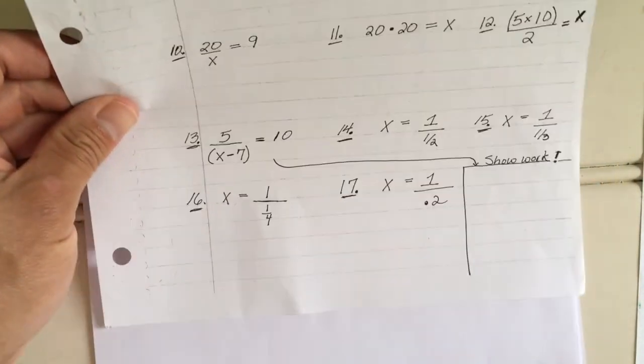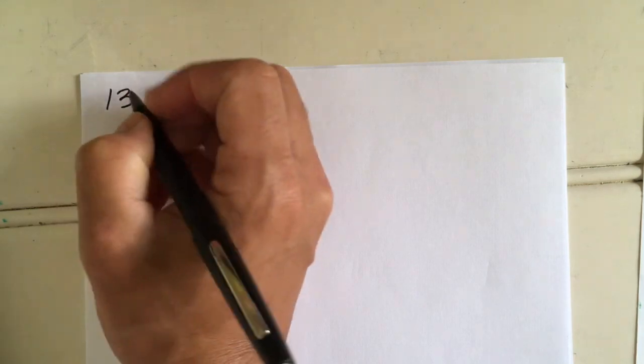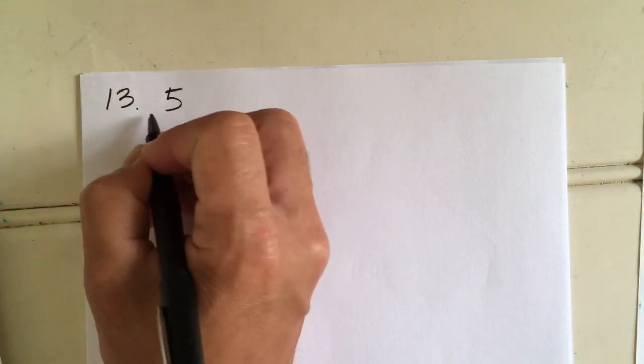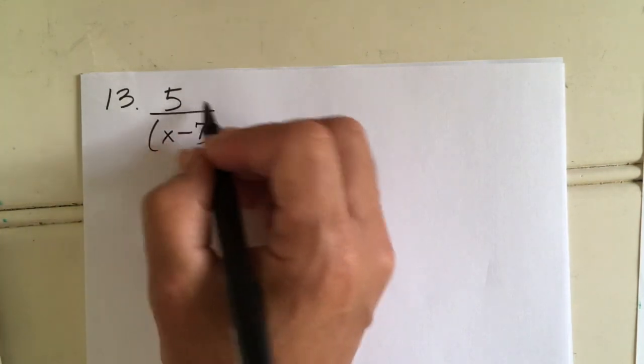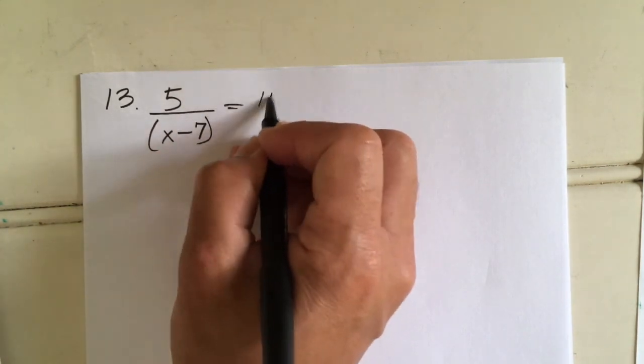Okay. So after that, I'd like to work through problem 13. I'm just picking some ones that I know students have struggled with in the past. So let me go ahead and rewrite problem 13. Looks like we have 5 divided by (x minus 7) is equal to 10.